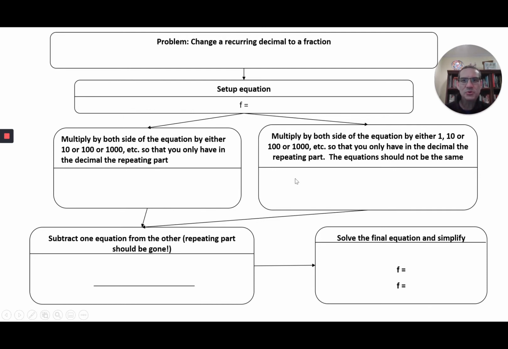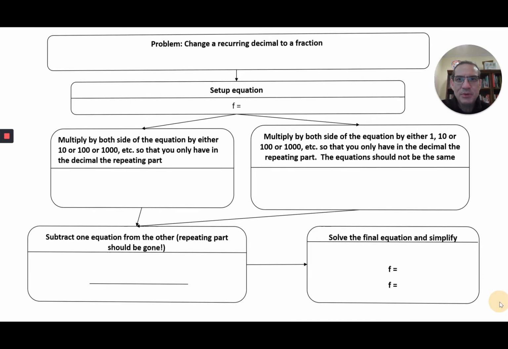Now, when you have those two equations, you can subtract one from the other, and that's how you eliminate the repeating part. So you're going to end up with an equation without a recurring part, and then you just solve for f, which is what you're looking for. You solve and simplify. So that's the general idea.